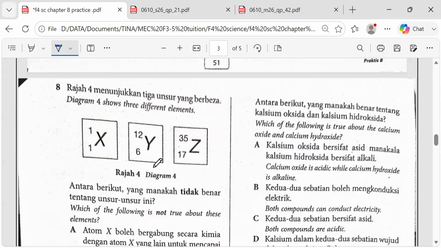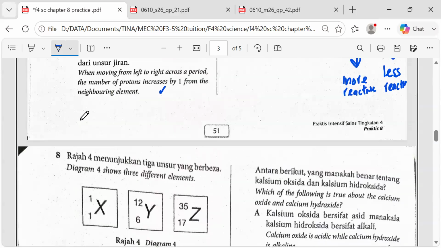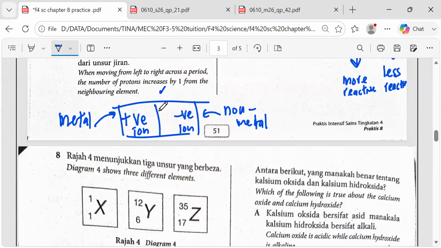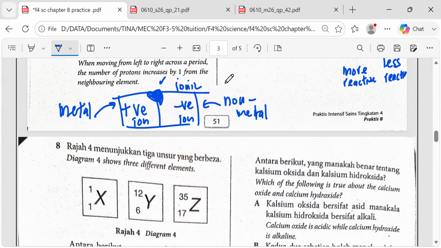Now, a metal will release electron, become positive ion, right? A non-metal will receive electron, become negative ion. When positive and negative join together, they fall in love, they form an ionic compound. Ionic compound is made out of ions. One metal, one non-metal ion.